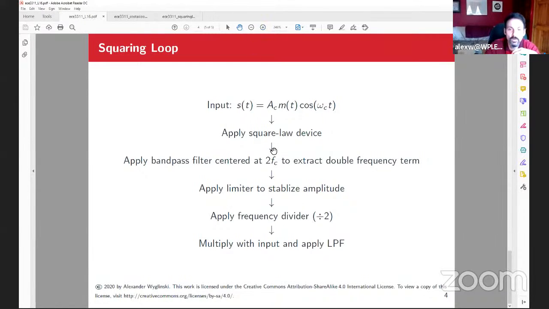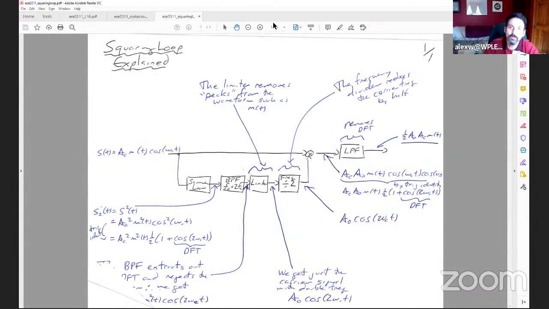Okay. So what happens is we apply the square law device, and then the bandpass filter centered. So what we want, explicitly, is totally different than what we've done before, right? How so? Well, remember in previous implementations, we always wanted a DC term. Not here. What we explicitly want here is the double frequency term, okay?